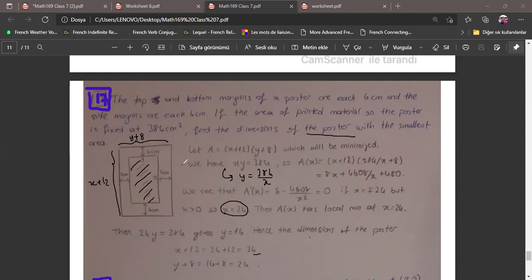All right, so the printed area, I was right at the beginning. So the printed area was x times y. Okay, it's given here. And we write this whole area as a function of x and y. So minimizing this function is the same as minimizing the dimensions of the poster. So that's why we use this function again.